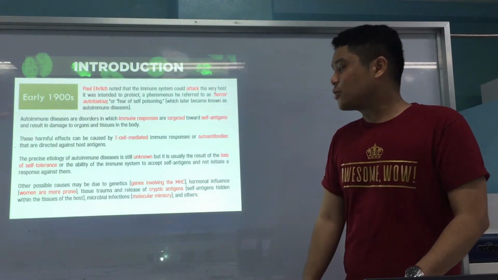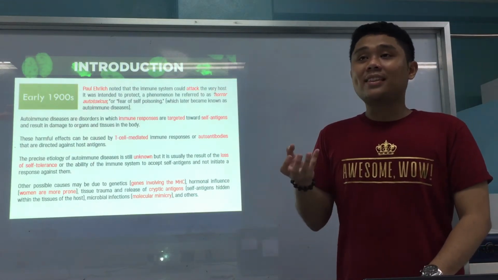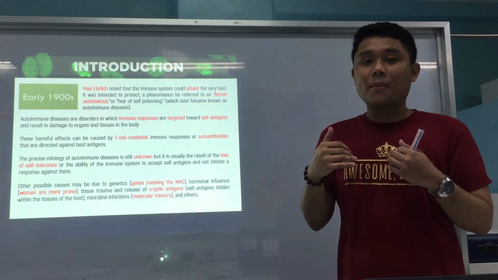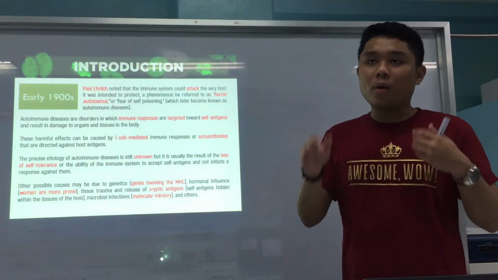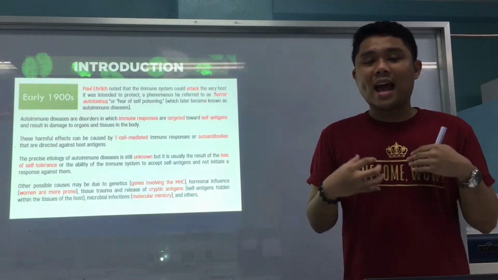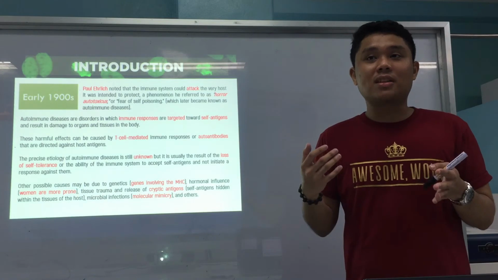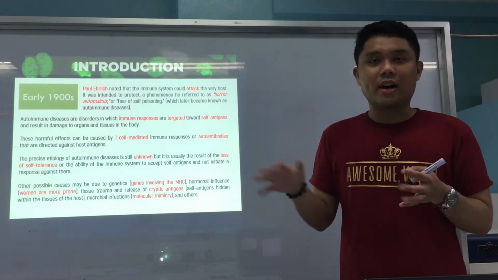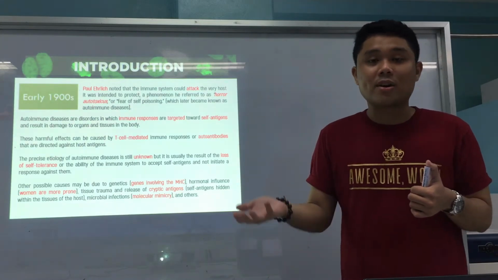Aside from that, you have tissue trauma and the release of cryptic antigens. Cryptic antigens are antigens that are hidden within the deeper tissue of the host. When there is trauma, these cryptic antigens will be exposed. Because these are antigens that have been hidden for the longest time, there was no prior sensitization, and they were not yet recognized by the immune system.